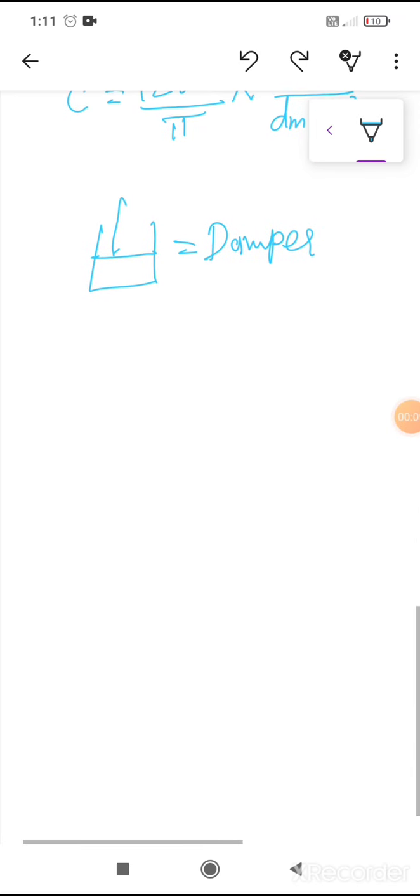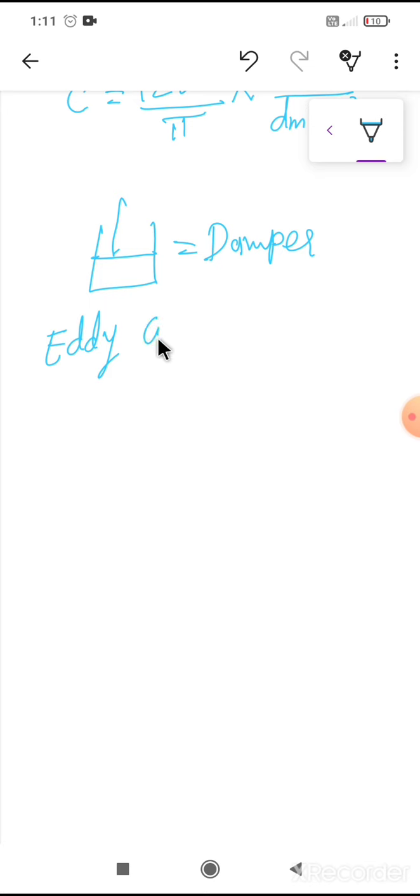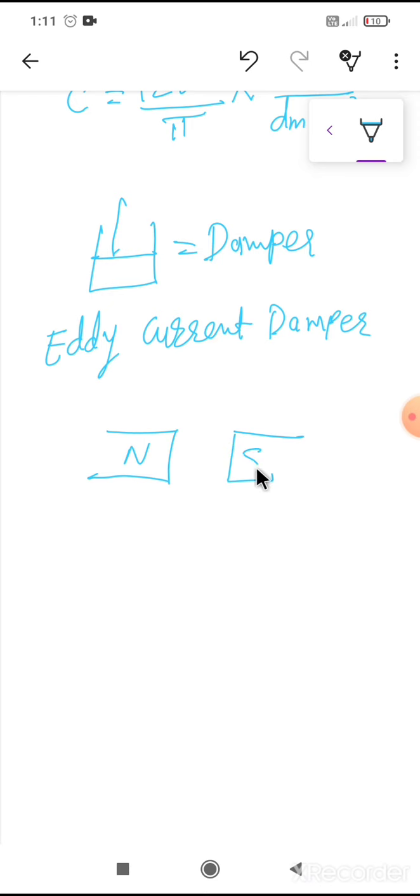So there is another kind of damper, that is an eddy current damper. I will not use this generally, but just for information. Here only the principle of eddy current has been used. As we know, there are two magnetic poles, north and south, and if we move a plate in between this north and south pole, then eddy current is generated.